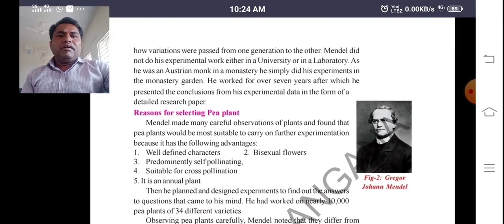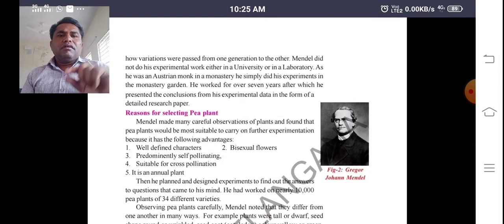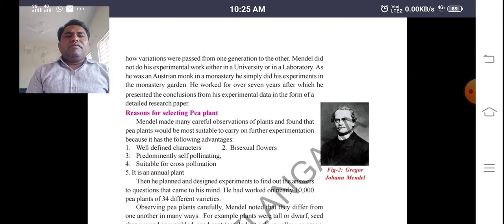He started his experiments in 1857, studying how variations are passed from one generation to the other. Mendel did not do his experimental work either in a university or in a laboratory. So you may ask a question, but here they mention he did not conduct experiments in a laboratory or in a university, meaning an educational institution. But where did he conduct these experiments? He constructed his own garden at his house. He was an Austrian monk in a monastery. He simply did his experiments in the monastery garden.